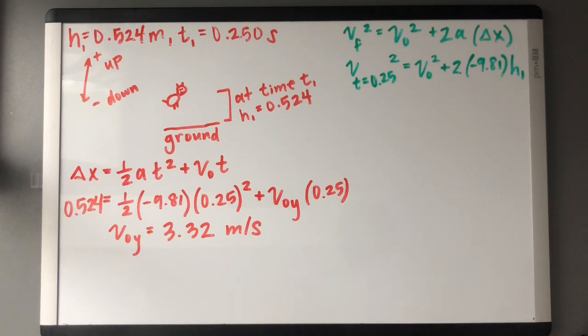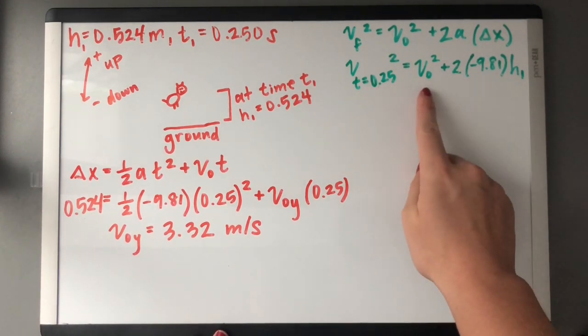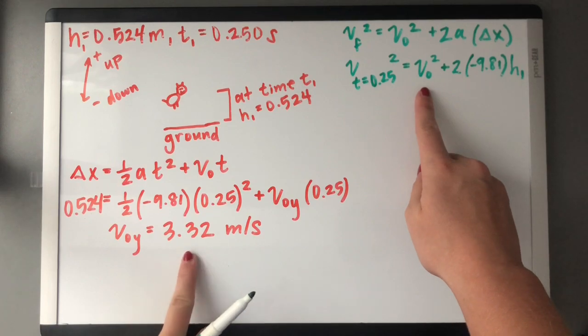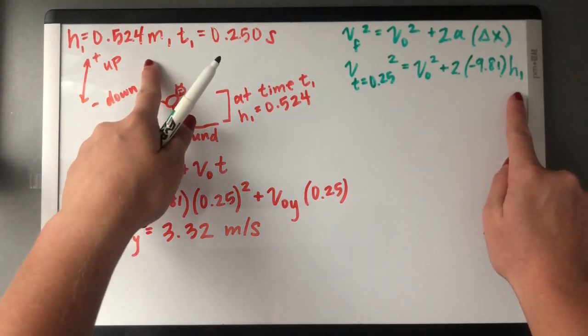So now that we have all of this, the only variable in this equation that we don't know is this one. We know his initial velocity, we just solved for it, and we know the height because we were given it in the original problem.